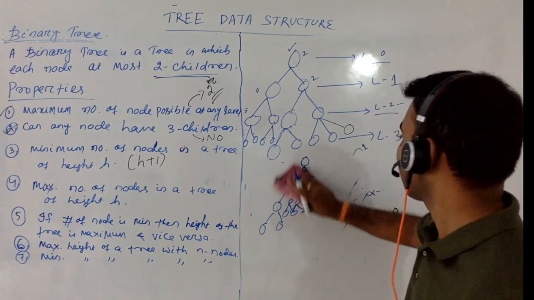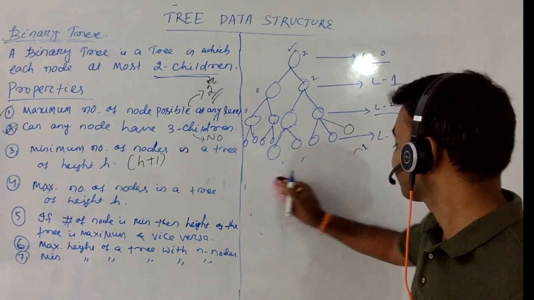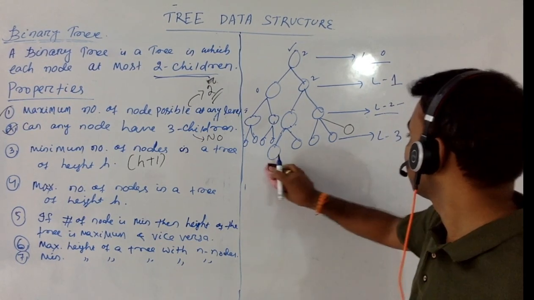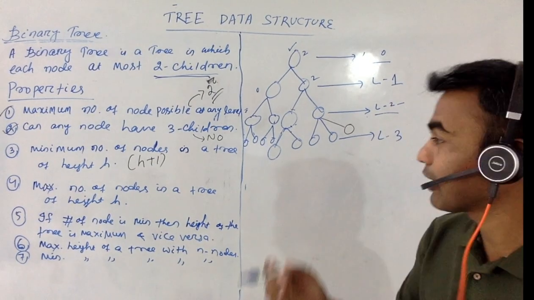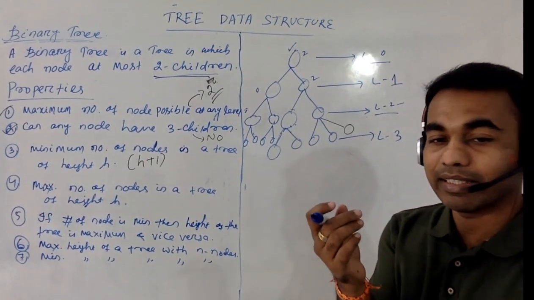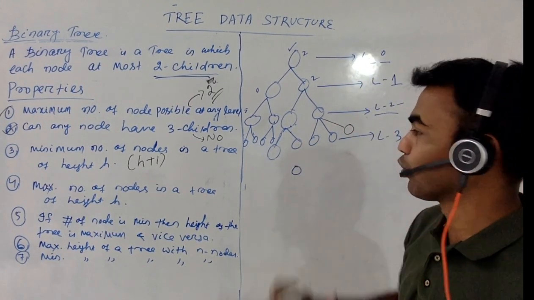Let's try to do this analogy and understand it. Let's take this particular tree. Let's say you are given a height 0. Then how many nodes? It is going to be 0 nodes.